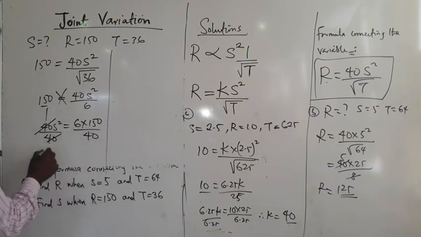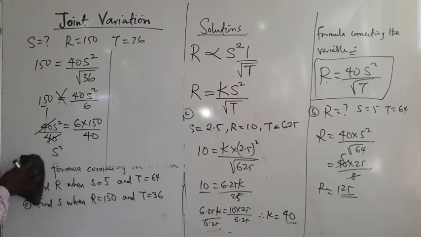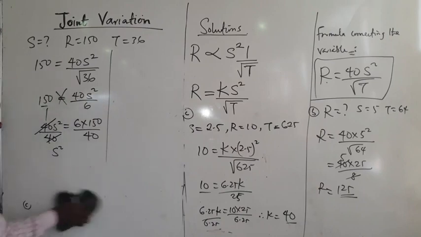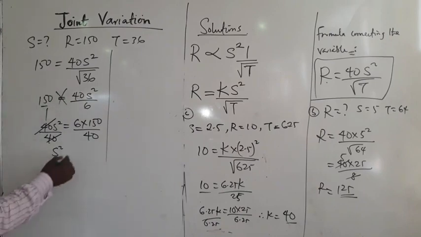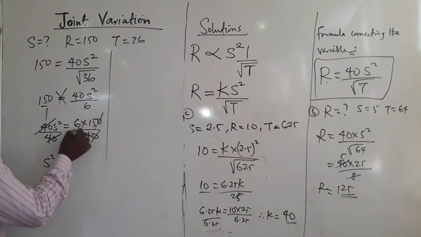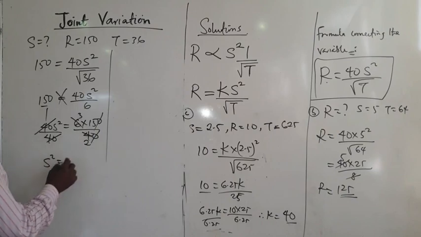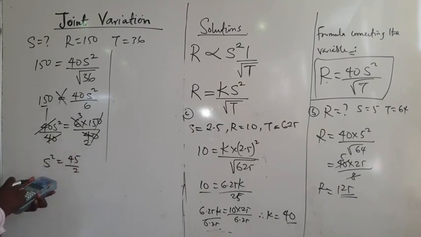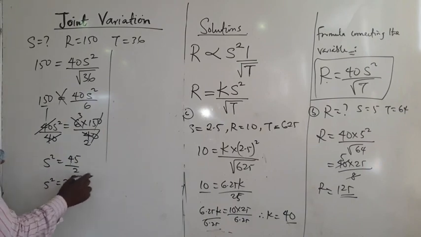This cancels this. That means s squared equals, 0 cancels 0 here, 2 here 2, 2 here 3. So 3 times 15 is 45, all over 2. So 45 divided by 2 gives us s squared equals 22.5.